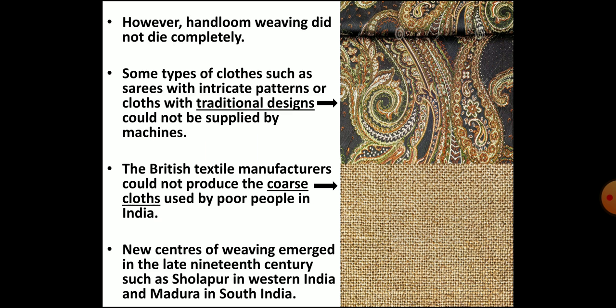jobless. However, some types of cloth could not be produced by machines, such as saris with sophisticated borders or cloths with traditional woven pattern, which had a large demand amongst the rich and middle class. Moreover, the poor people in India used very rough cloth that could not be produced in Britain. Therefore, handloom weaving was still alive in India. In the late 19th century, Sholapur in western India and Madura in south India emerged as important new centers of weaving.